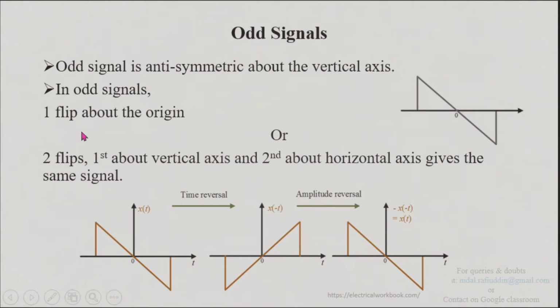In odd signals, there are two ways to ensure whether the signal is odd or not. The first is to flip about the origin. So what does this mean? Let me explain this through the animation.